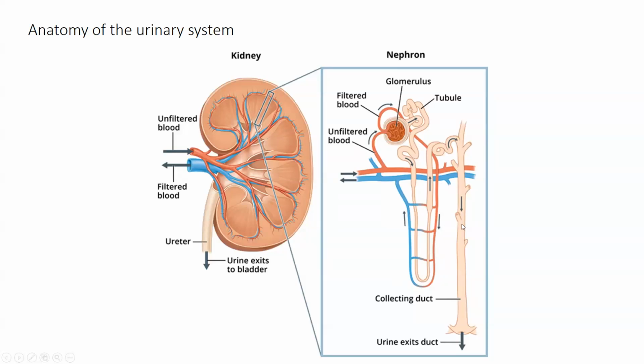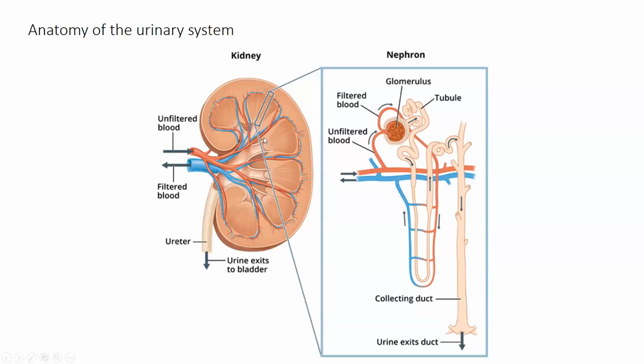The last part of the tubule is called the collecting duct. And that's really where the kidney makes the final decision on how concentrated that urine's going to be. And then when it drips out the bottom of that collecting duct, its composition is done. It is now urine. It's finished.